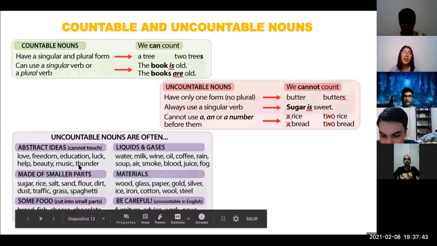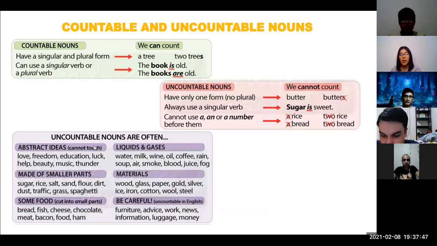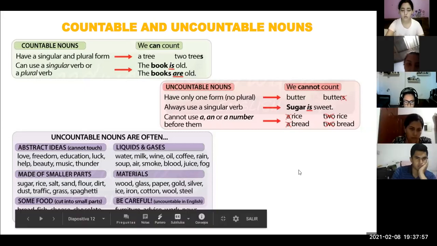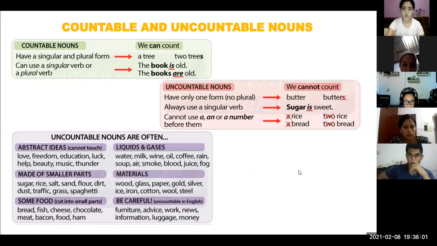Okay, so here we have some uncountable nouns. Uncountable nouns are often abstract ideas. It's something that we can't touch. Okay? For example, love, education, freedom, beauty, these are abstract ideas because we cannot touch them. Okay? So these are uncountable nouns.